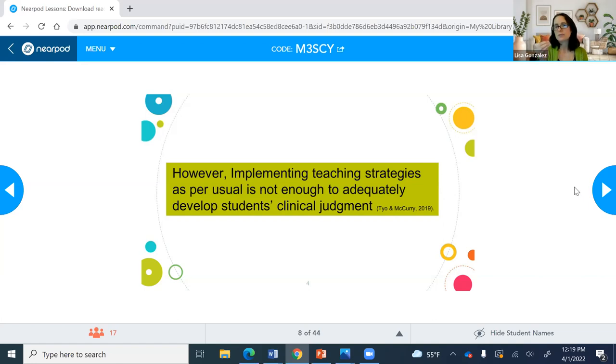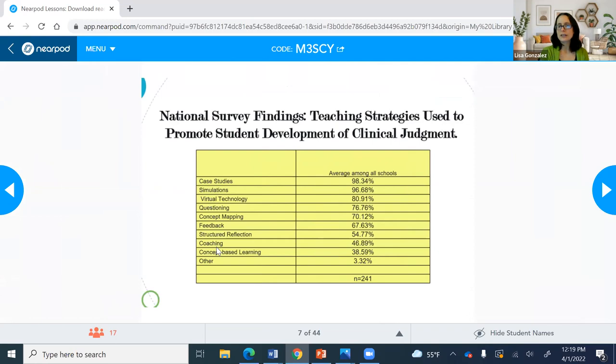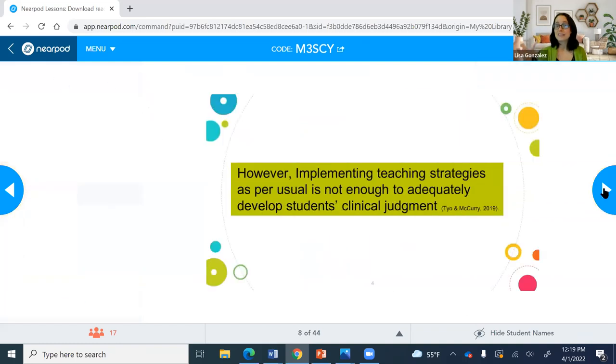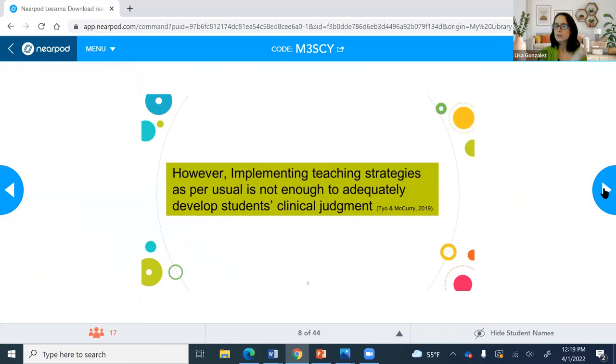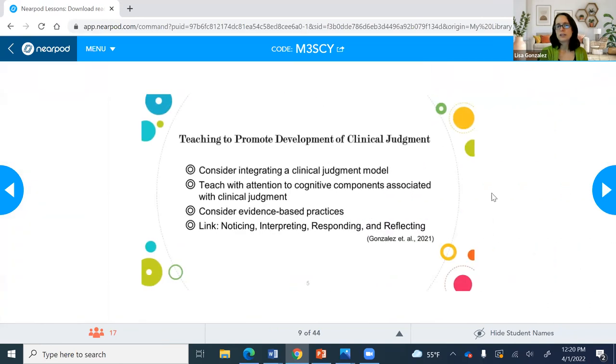Again, if you think about it, it's not necessarily surprising to me, because all of these different teaching strategies, we've been using them for many different purposes for years and years and years, right? Some of them are new, but some of them aren't necessarily new ideas. But then we have this new emphasis on clinical judgment. So then it's like, okay, how can we take what we've been doing and tailor it to align a little bit better with one of our objectives, which is to develop clinical judgment? So that's why it doesn't surprise me that it's not just about doing things the way we've always done things, that we have to give it a little bit of thought about how we can update our teaching strategies.